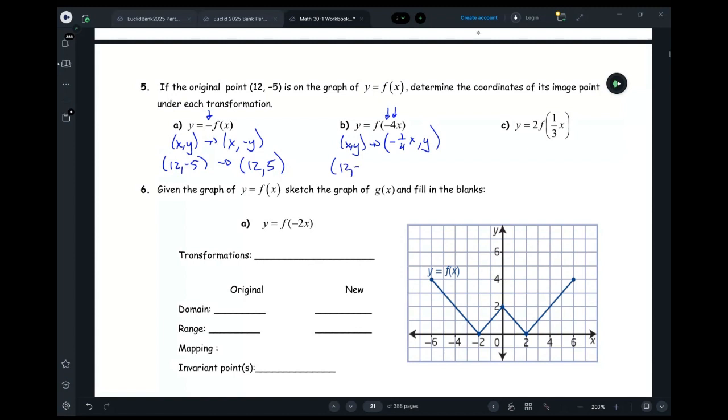And so (12, -5) is going to become, well, the -5, the y coordinate, stays the same. But now I'm going to multiply that 12 by -1/4, and I'll get -3.